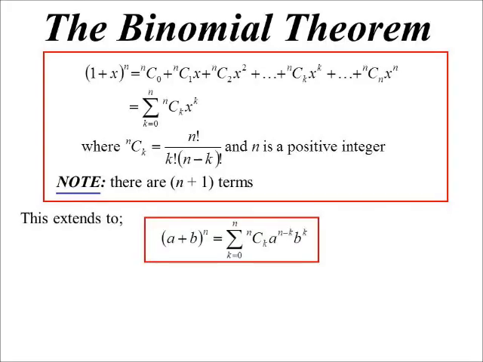It tends to be more useful with a and b. So the only difference there is, instead of x to the power of k, I've got b to the power of k, but also a to the power of n minus k. The two powers have to add up to be n.